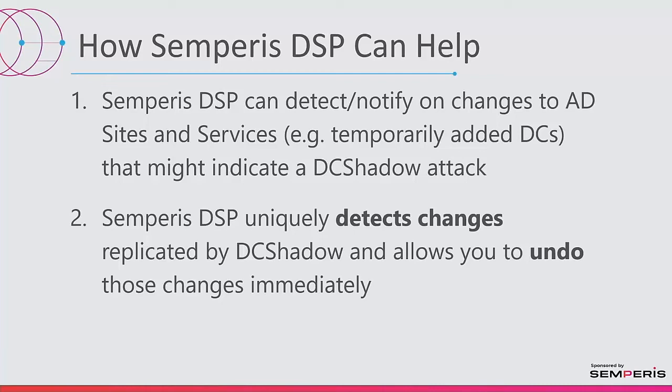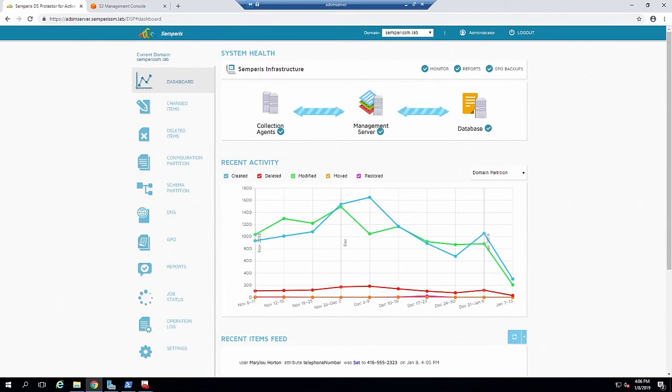The reason for this is that we don't rely 100% on the security event logs. In fact, we use the replication API to be able to detect that a change has happened in Active Directory and then let you undo that change. So this is kind of a strength of DSP. Let's go ahead and dig in and look at how this works.